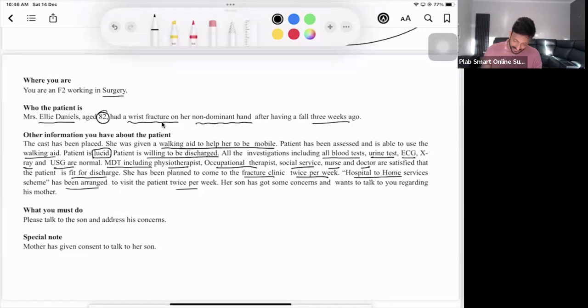Right. Some people think that since she has been planned to come to the fracture clinic twice per week, according to the hospital to home service, she can ask for an ambulance and all. No, it's not that. If somebody is planned for any clinical visit, like the fracture clinic visit twice per week, they can always ask for the transport services that can be provided. But this hospital to home service is something different.